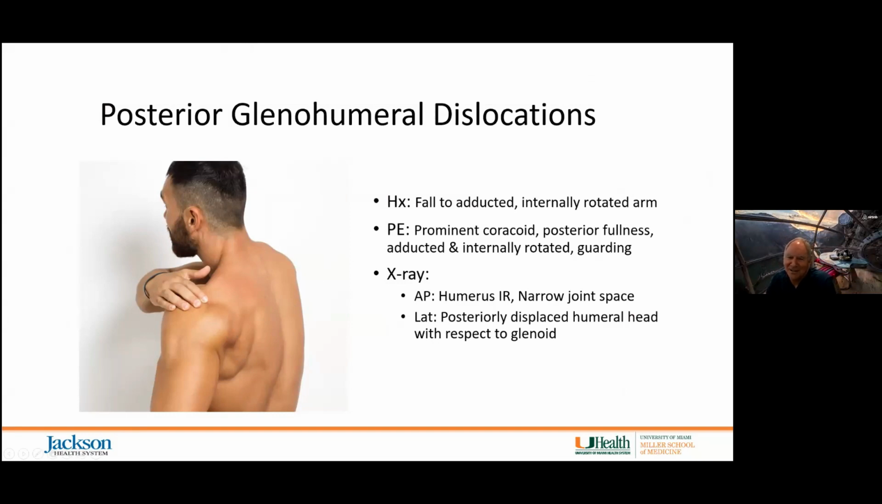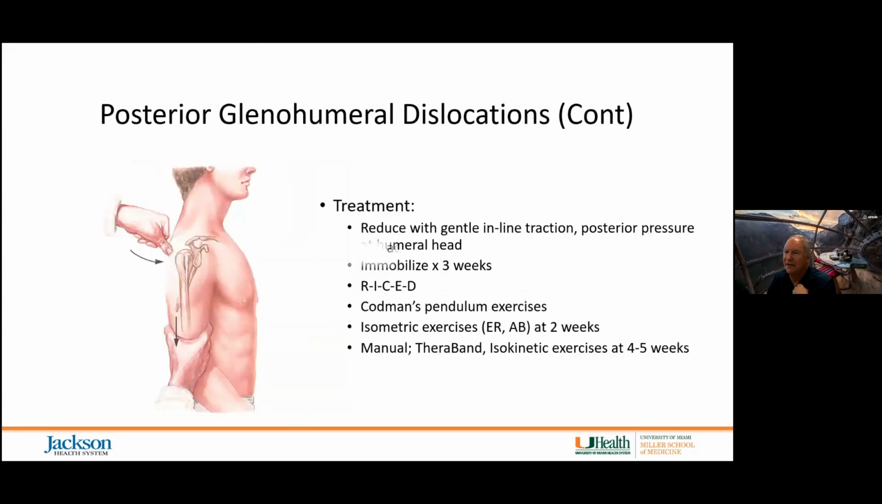Generally, again, you're going to see significant guarding. So on the X-ray you're going to have a narrow joint space. On the lateral view, you can clearly see a posteriorly displaced humeral head with respect to the glenoid. Not quite this easy just to push down and put it forwards. Usually you're going to have to also provide some inline traction, but you are going to be providing posterior pressure at the humeral head. Immobilize again for 3 weeks to try to tighten the ligaments up.